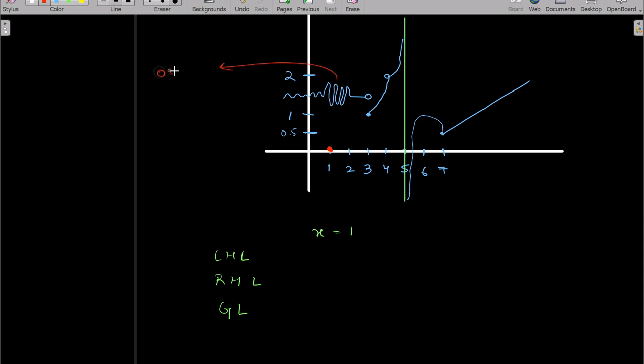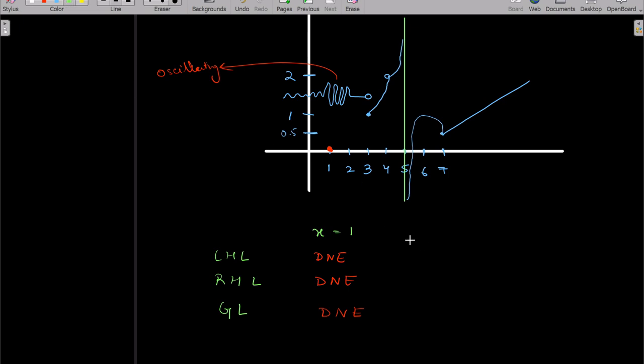Whenever you see an oscillating function, the limit will not exist. The left hand limit will not exist, so we write DNE, does not exist. The right hand limit will also not exist, and if the LHL and RHL both do not exist, then the general limit will obviously not exist. Okay, because when it's oscillating it does not have a fixed value. At x is equal to 1, if you approach from the left side and right side, it will have different values.